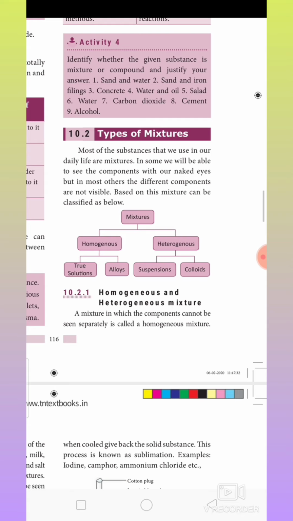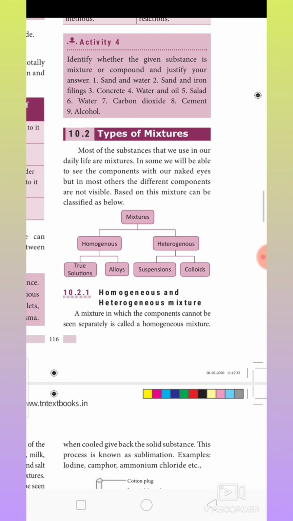What are homogeneous mixtures? Homogeneous mixtures are further divided as true solutions and alloy. Heterogeneous mixtures can be classified as suspensions and colloid. First, homogeneous mixture. Let's see the homogeneous mixture.